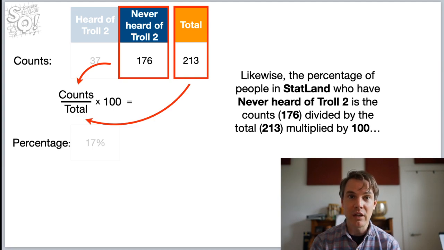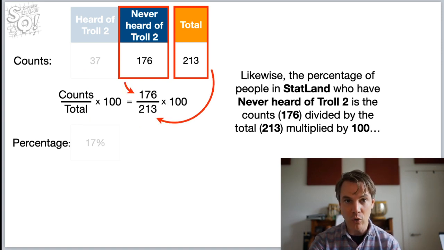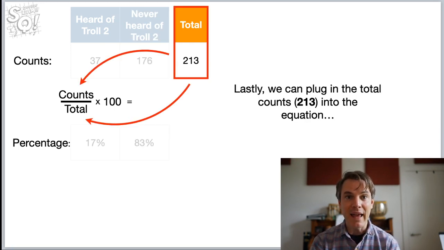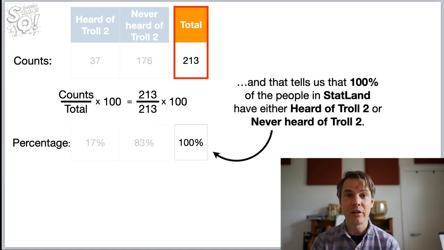Likewise, the percentage of people in Statland who have never heard of Troll 2 is the counts, 176, divided by the total, 213, multiplied by 100. And that gives us 83%. So we see that 83% of the people in Statland have never heard of Troll 2. Lastly, we can plug in the total counts, 213, into the equation as just the counts and the total. And that tells us that 100% of the people have either heard of Troll 2 or never heard of Troll 2.